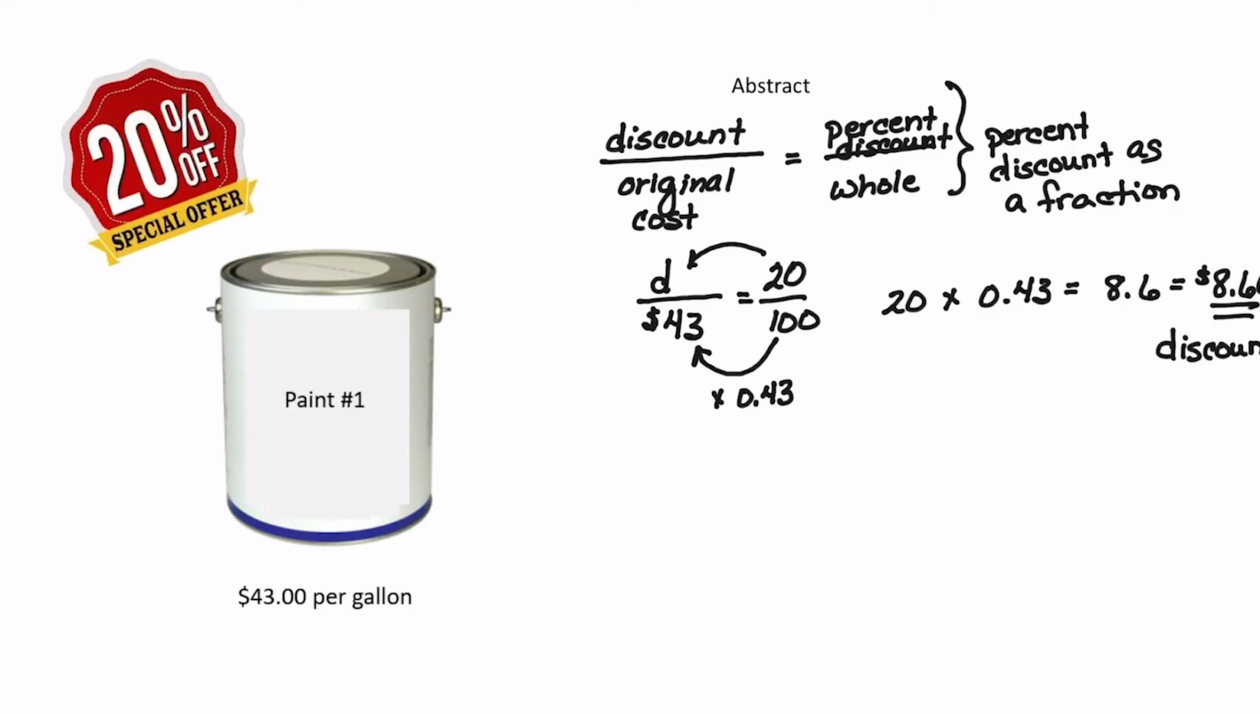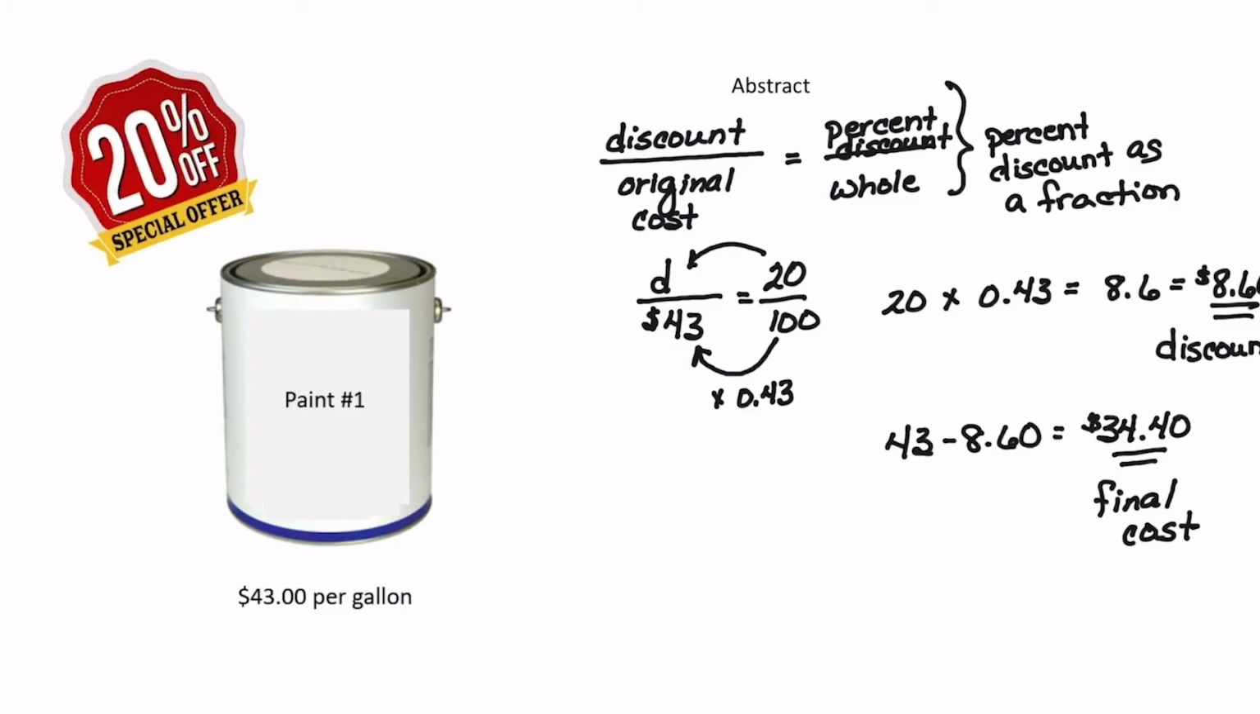To figure out my final cost, I can just say, okay, $43 minus $8.60. That's going to give me $34.40 as my final cost. So we've talked about 3 strategies to figuring out discount and the final cost. We can use a tape diagram, which is pictorial. We have 2 types of abstract. We can either use our decimal algorithm or we can use ratios.